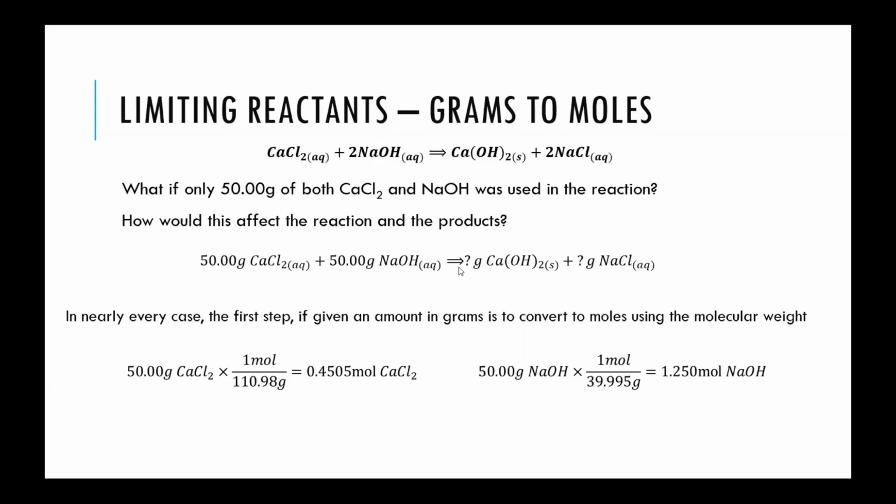So first off, if we have 50 grams of both calcium chloride and sodium hydroxide, the first thing we're doing is figuring out how many moles this happens to be. So you're dividing the mass by the molecular weight, and that's going to give the amount of moles of each material. In the case of calcium chloride, we have 0.4505 moles. And with sodium hydroxide, there is 1.250 moles.